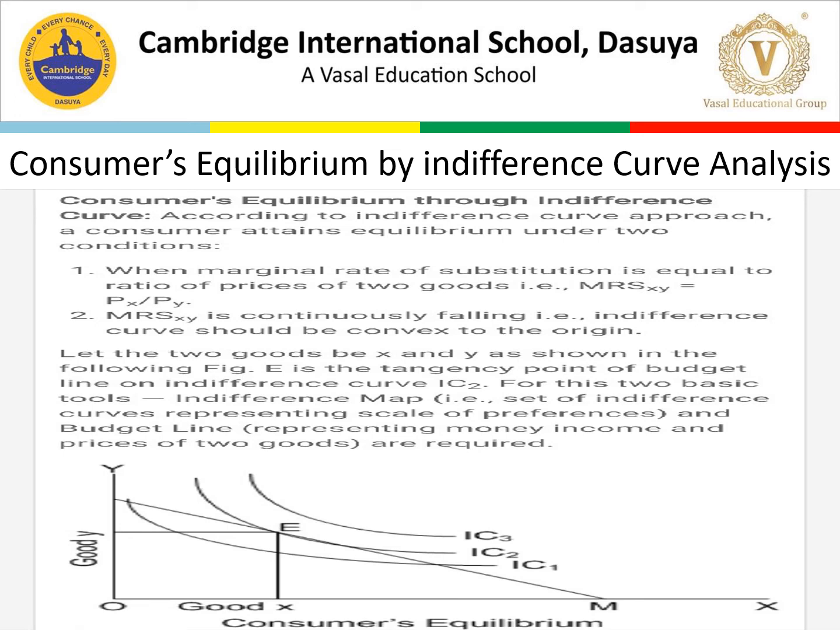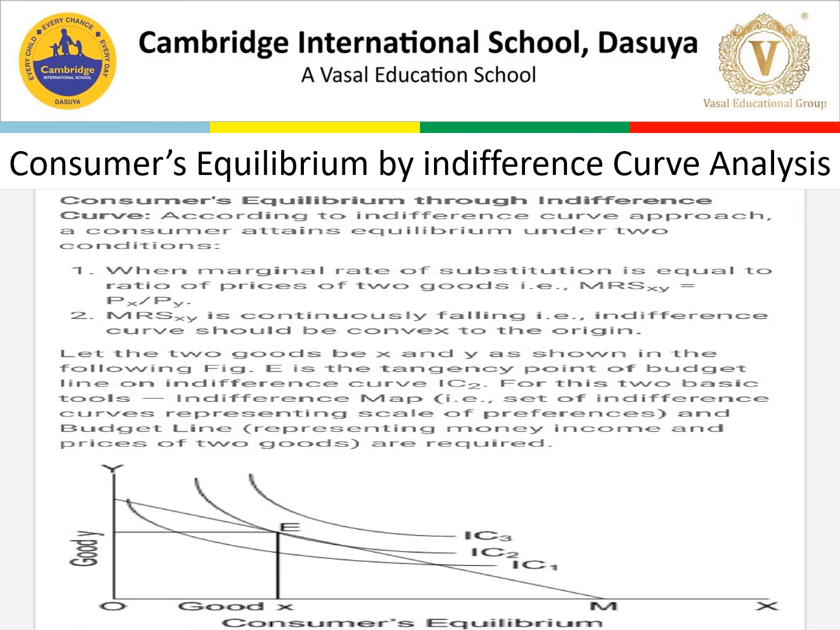So next thing is when MRS of X is continuously falling. When MRS is falling, then the indifference curve should be convex to the origin. So the indifference curve is always convex to the origin. This we have already discussed.